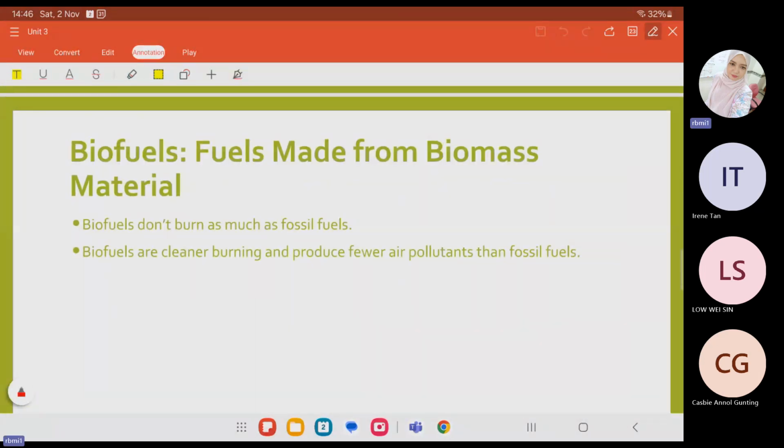Okay, and biofuels are fuels made from biomass material. But biofuels do not burn as much as fossil fuels, so we can say that they are not as efficient as fossil fuels. Okay, but biofuels are considered cleaner burning and produce fewer air pollutants compared to fossil fuels. Biomass is typically solid, and biofuels are often liquid or gases and represent a more defined source of bioenergy.